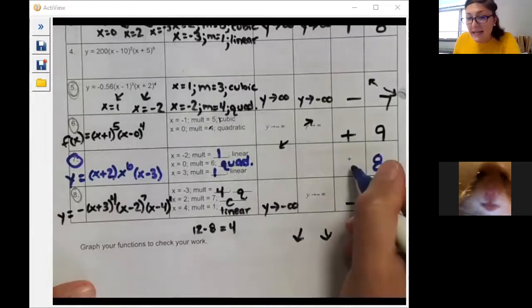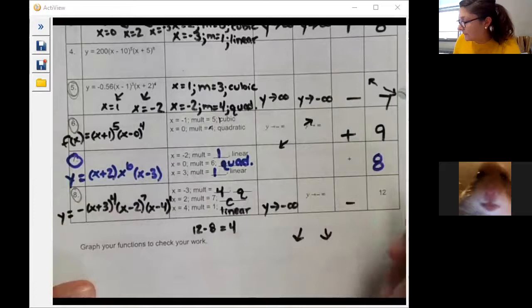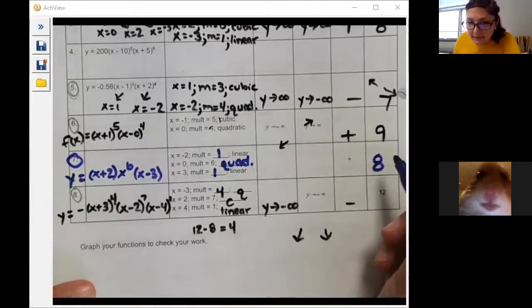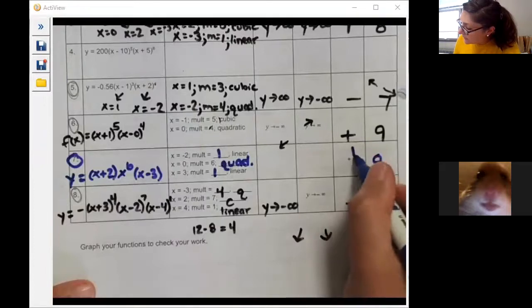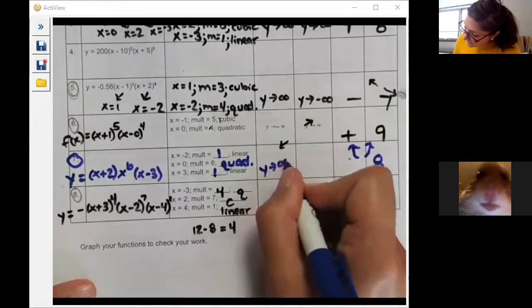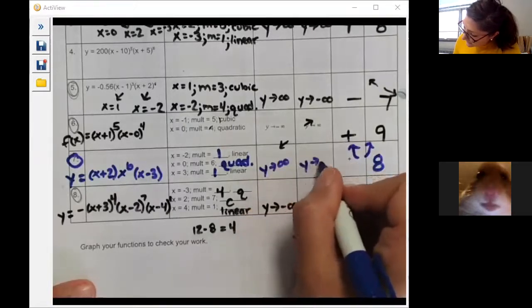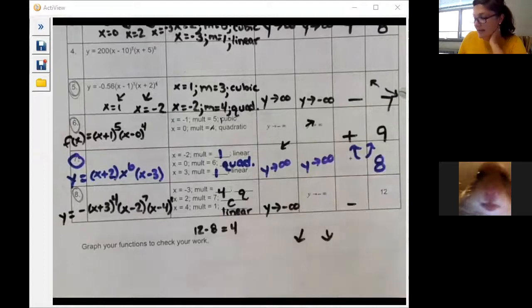Now that I know the sign of my lead coefficient and my degree, I can get my end behavior. Odds go opposite, so evens have to go the same direction. Since it's positive, both ends are going to go up. So this would be y approaches infinity and y approaches infinity, since I'm going up on both the right side and the left side.